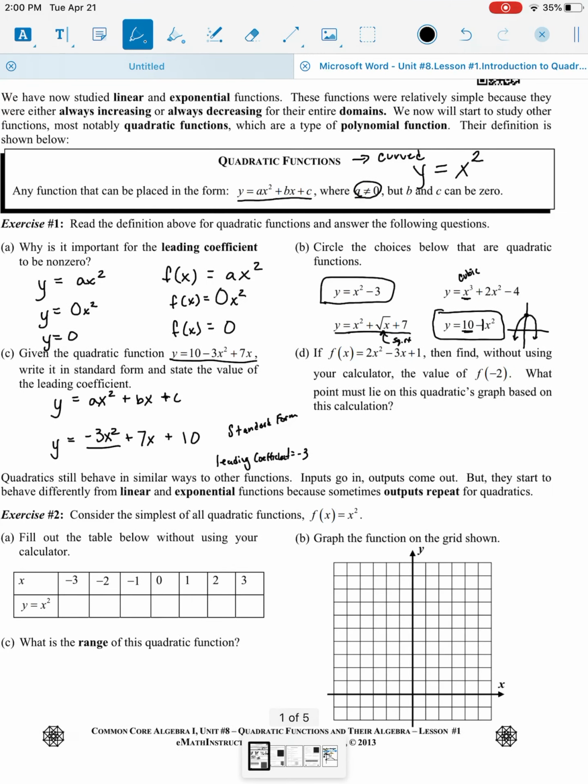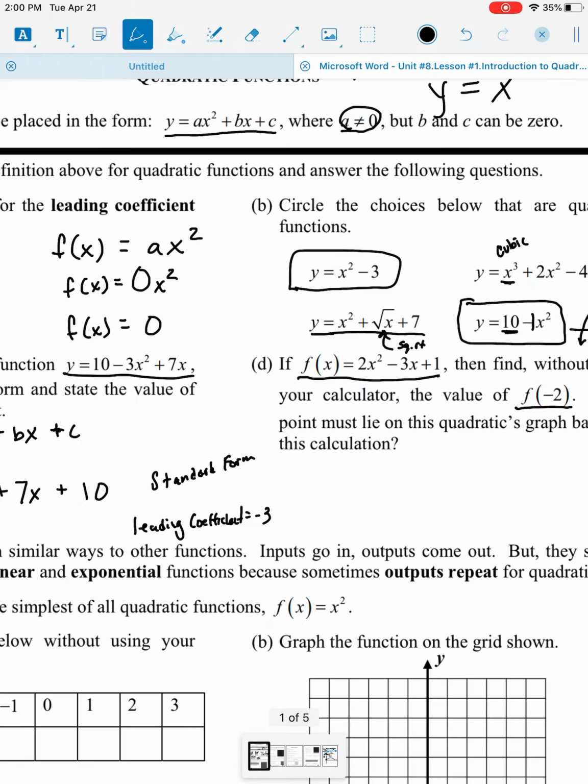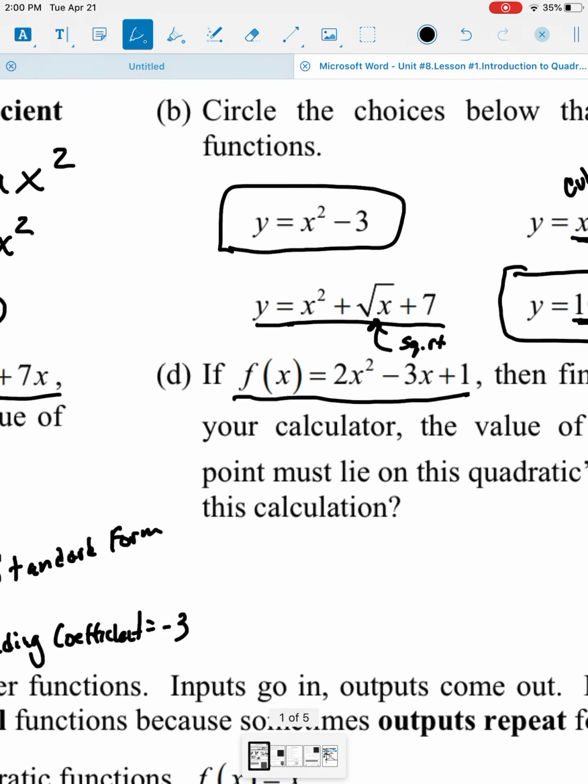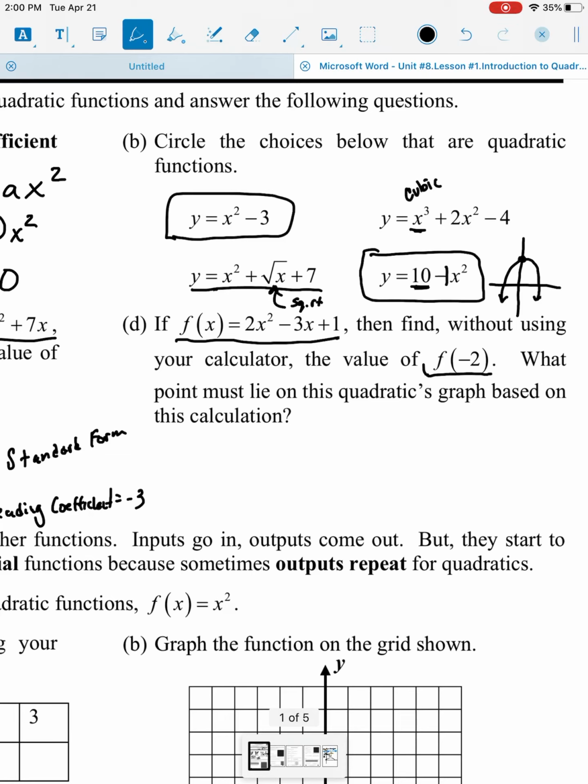And then lastly, we can actually find points on these quadratic functions without our calculator, and I'll show you how to do that first. Now, anytime you're given a function and you're given a value for x, in this case we want to find f of -2 for the function f of x equals 2x squared minus 3x plus 1. You can actually just substitute in your value for x, which is -2 in this case, and find your output.